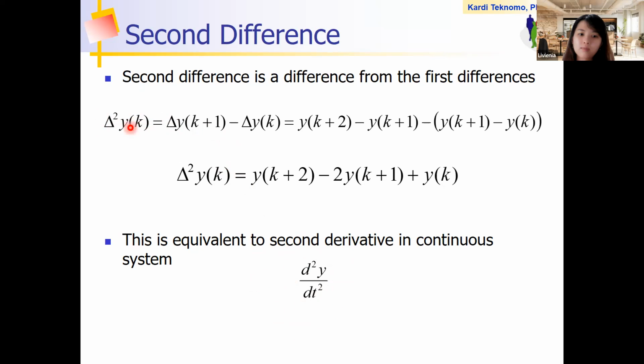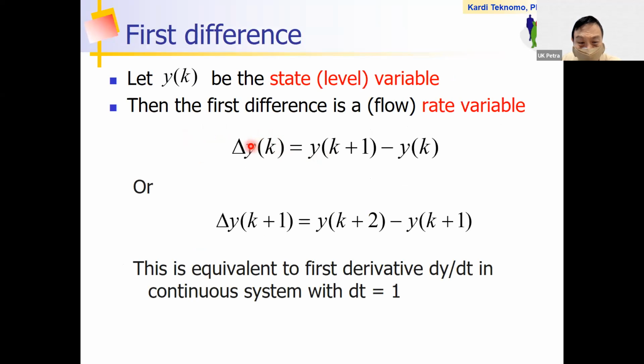So how do you do this? Of course the second difference is the first difference of the first difference. So it's equal to delta of yk plus 1 minus delta yk, right? Look at this earlier: delta yk equals yk plus 1 minus yk. So now I have delta of delta.